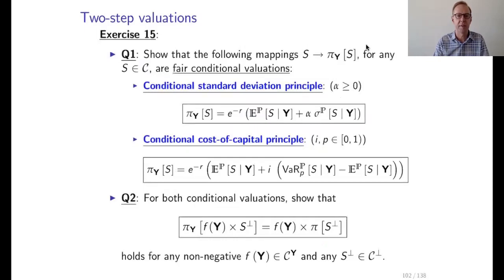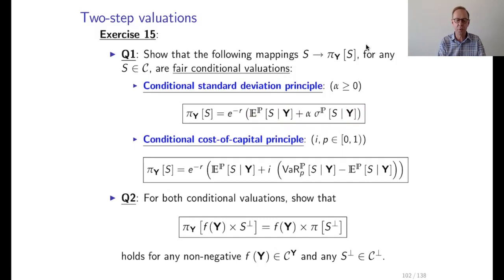Then we have exercise 15. That is an illustration of fair conditional valuations. Show that the following mappings are fair conditional valuations. The first one is the one we call the conditional standard deviation principle. So pi y of s is the discounted value of the conditional expectation plus alpha times the conditional standard deviation. So we know the financial information that will be available at time 1. We condition on this information, and conditional on this information, we apply the standard deviation principle.